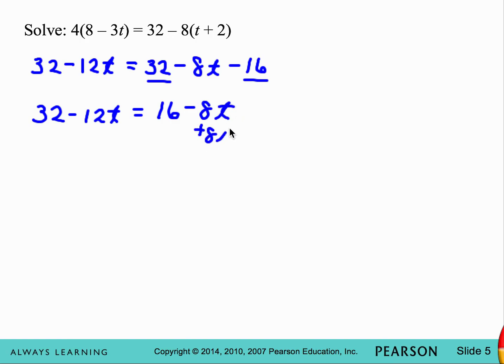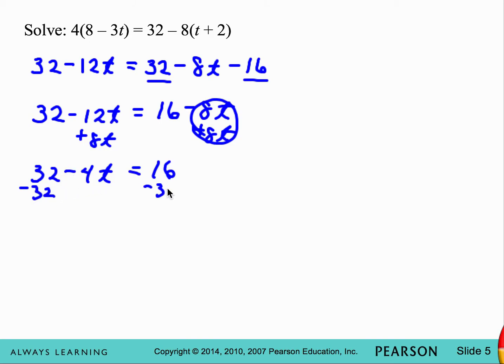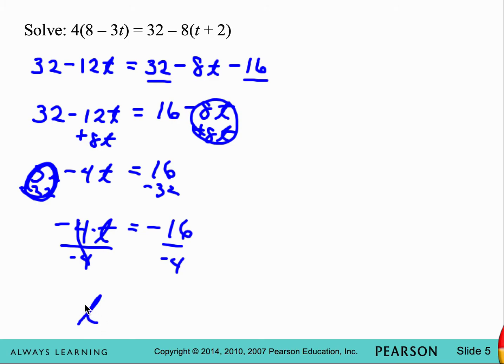Let's put all our variables on the same side. It's the same steps over and over for solving a linear equation. Okay, so this is now 32 minus 4t. And let's undo whatever's being added or subtracted to the variable. So I need to subtract 32 so that I have negative 4t equals negative 16. Undo whatever's being multiplied to the variable. So divide by negative 4. So 1t equals positive 4.